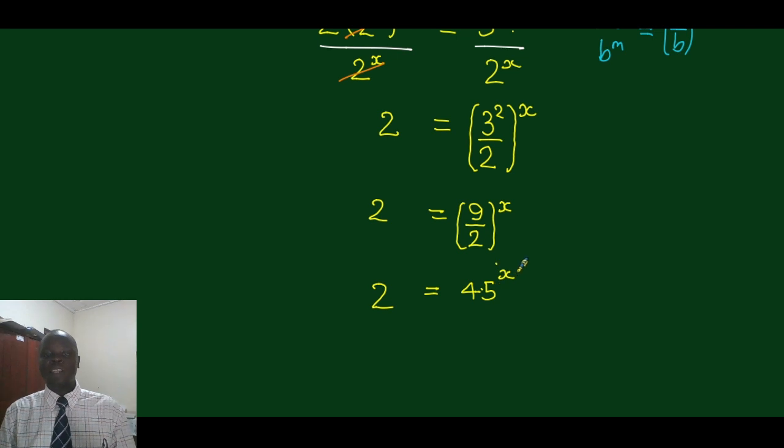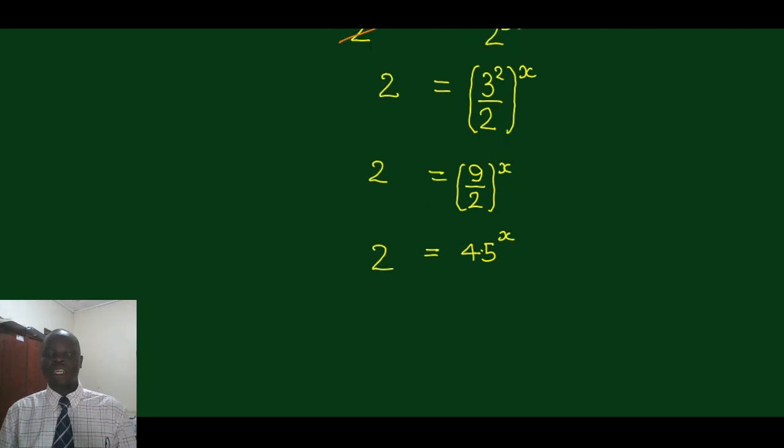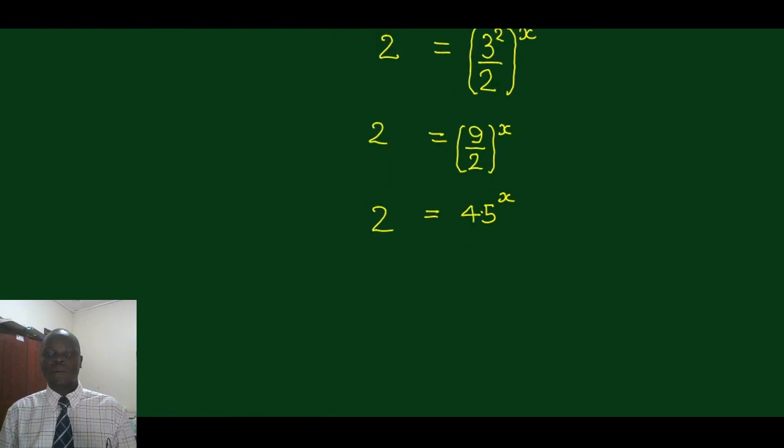Now at this point, since x is already in one location, we can take logarithm to the base 10 on both sides to isolate our x. So we can say, taking logarithm to the base 10 on both sides.